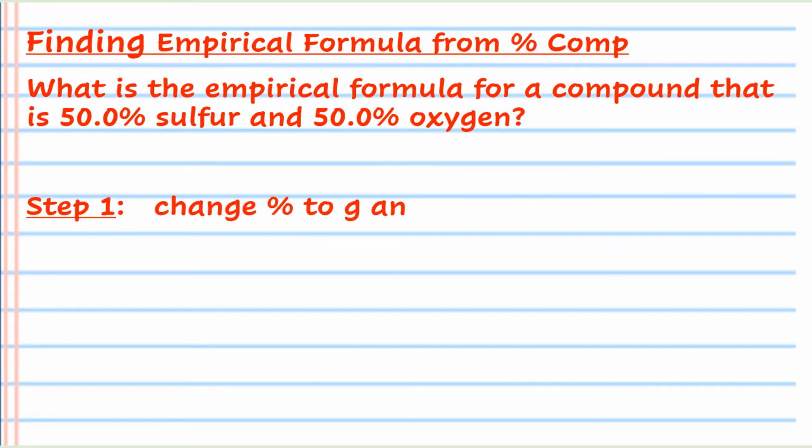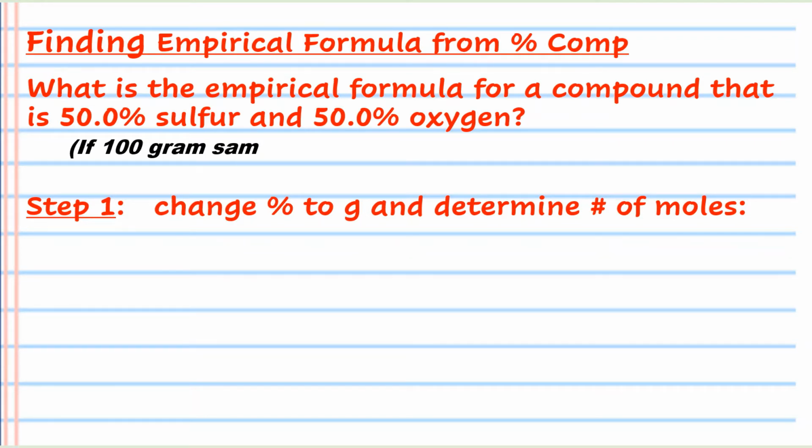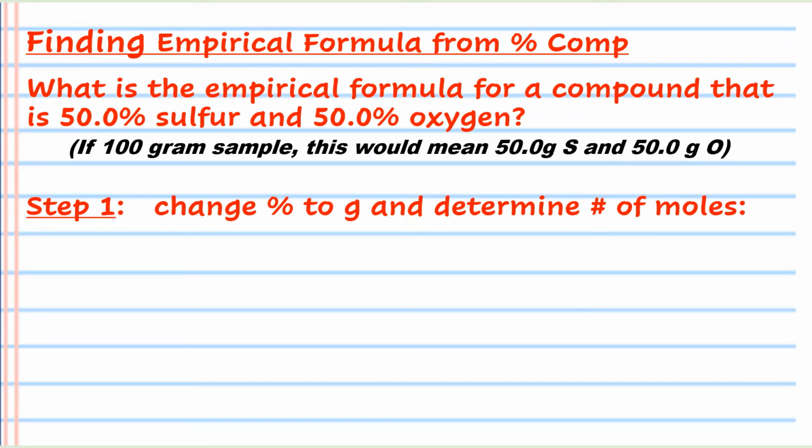So how do we go about changing percentages to grams? Well, if we had a 100-gram sample and 50% of it is sulfur, 50% of 100 grams would be 50 grams. So if we assume we have a 100-gram sample, we can just swap the percent sign with the gram sign. So we're going to start our work by trying to convert 50.0 grams of sulfur to moles.